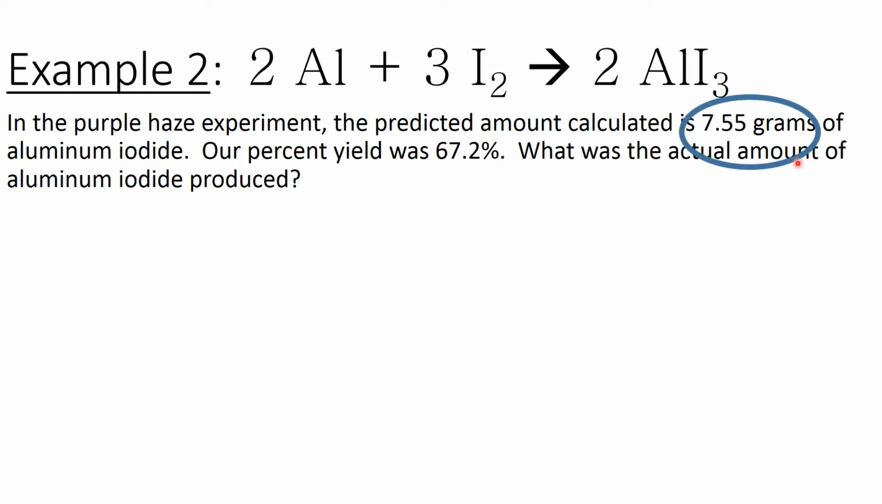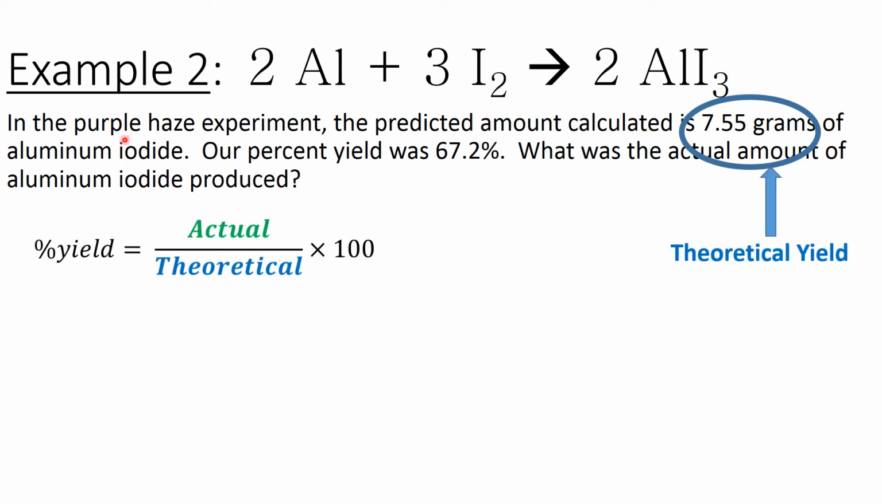Well, this number right here, notice it says it's calculated. So that's going to be a theoretical yield. Our equation is percent yield is equal to actual divided by theoretical. This number is going to go on the bottom, and we already have a percent yield that's right up here in our equation. So we're calculating this guy, which is right in the middle of the equation.